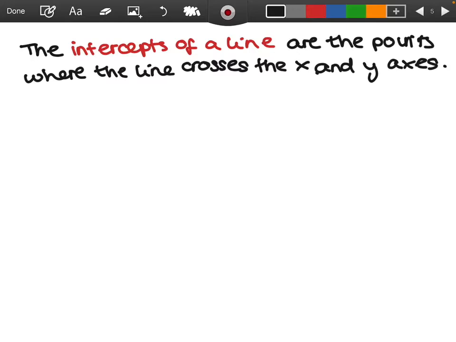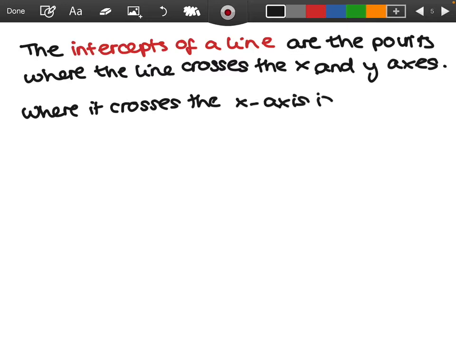Okay, so the point where it crosses the x-axis is called the x-intercept. So where it crosses the x-axis is the x-intercept, and it will be of the form (a, 0). So it will be some constant for our x coordinate and then 0 for our y coordinate.